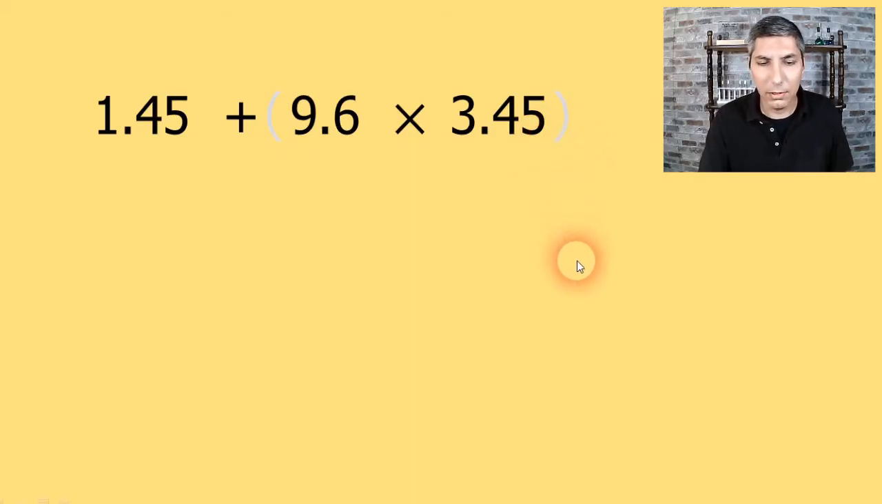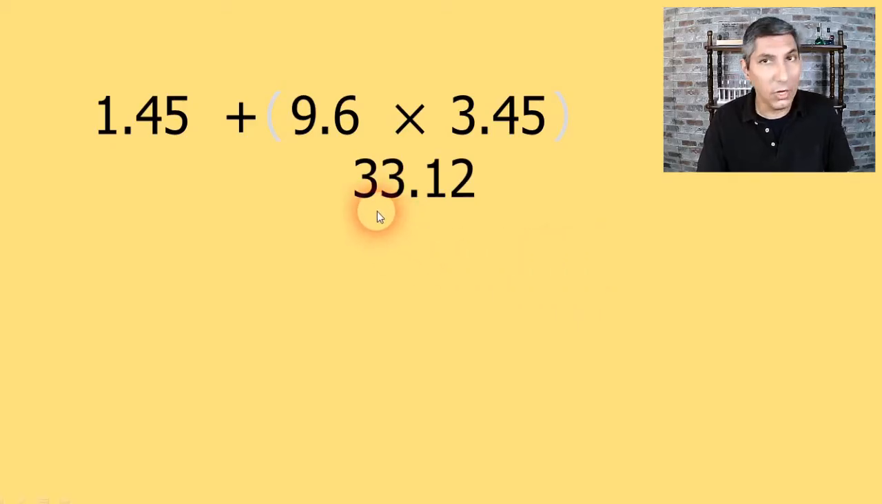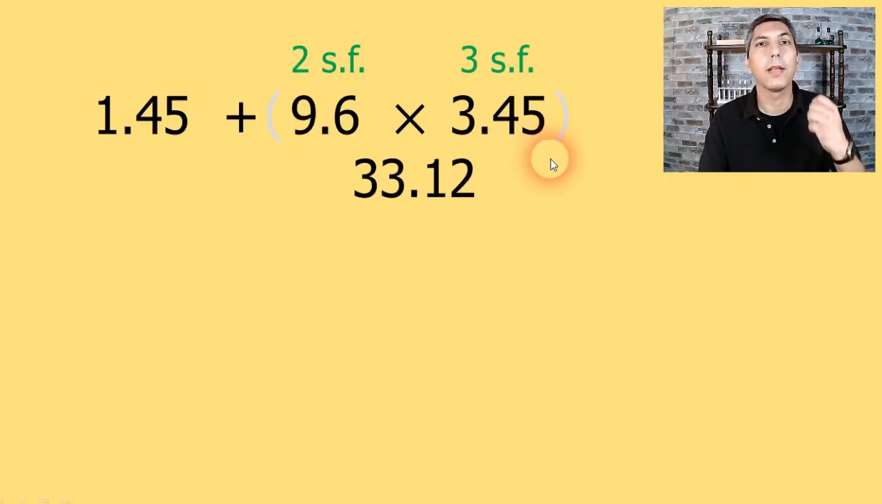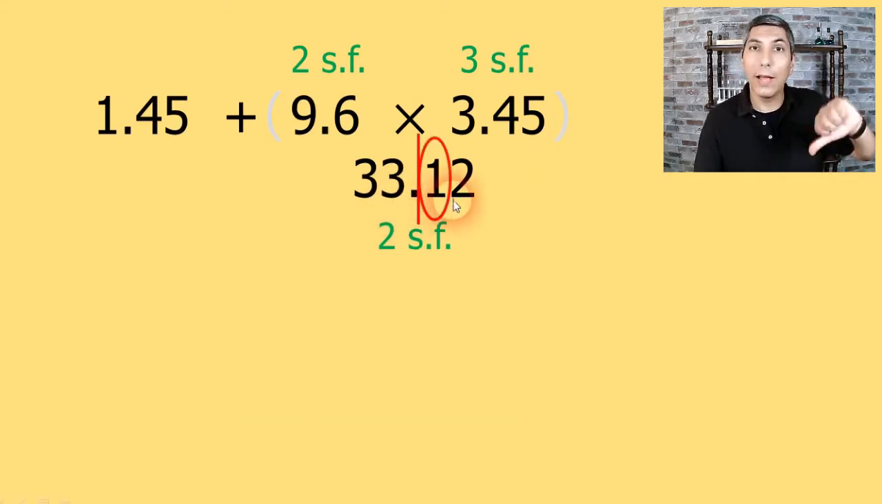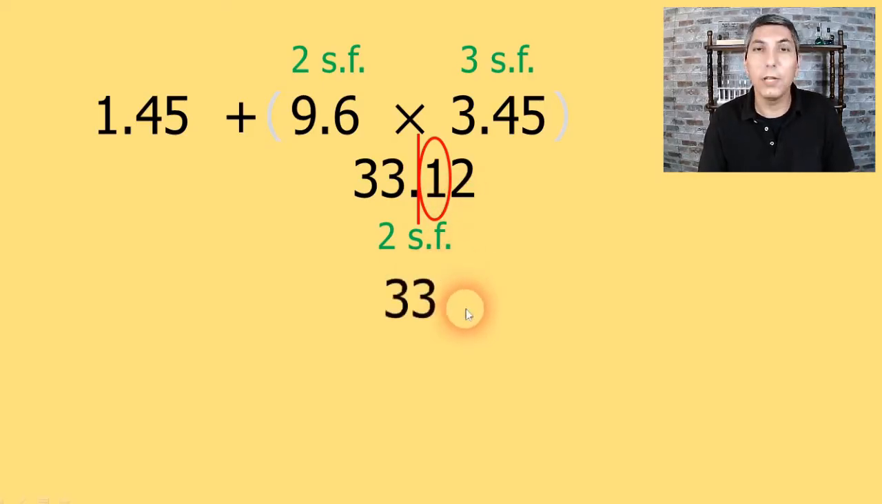Now, when you key this into your calculator, the value for the multiplication, at least, is 33.12. But since we're multiplying, we have to respect significant figures. So 9.6 has 2 significant figures. 3.45 has 3. So what's the rule? We go with the least, don't we? So our answer can only have 2 significant figures. That means that for this number, we have to stop after the second 3. And since the next number is a 1, we have to round down. To make this number have 2 significant figures, it's going to be 33.